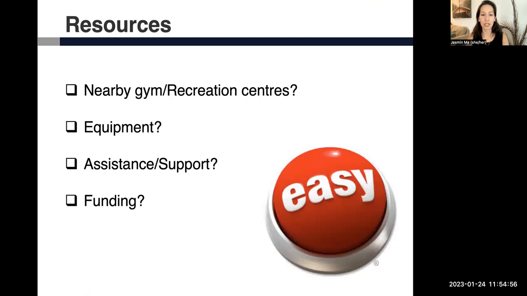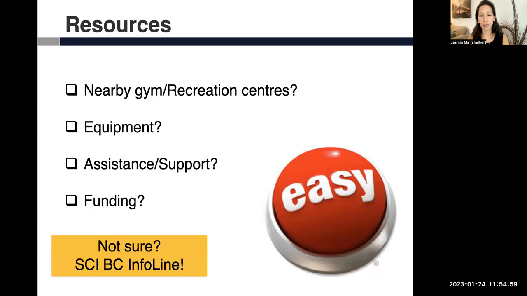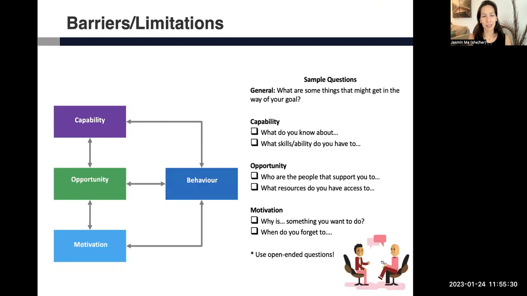So this can be a really great opportunity, if you're not sure, to connect with the SCI info line about what sort of gyms might be available, if they are accessible, where we might access equipment, if there's any sort of funding assistance or support. So lots of other moving pieces to consider that really is an important part about being realistically able to participate in goals. So thinking about what kind of access to resources we have is another consideration.